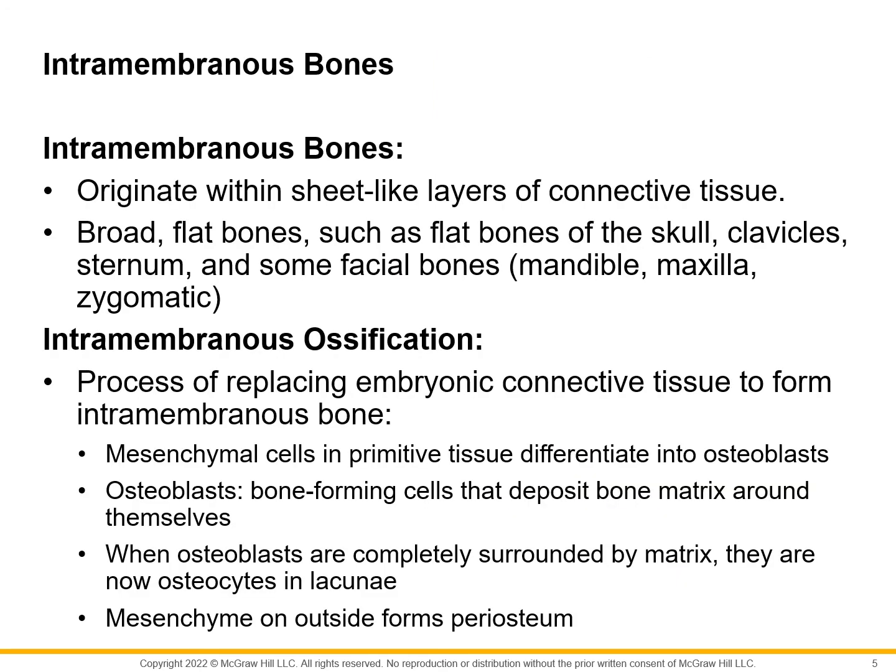So intramembranous bones, which we said form in sheet-like layers of connective tissue, which means they're generally going to be flat bones. And so the process of replacing this connective tissue into bone is called intramembranous ossification. These mesenchymal cells are early pluripotent stem cells. They're not totipotent, which we said, you remember totipotent were where the cells could turn into anything. These were kind of still going on certain pathways. But these mesenchymal cells would turn into osteoblasts.